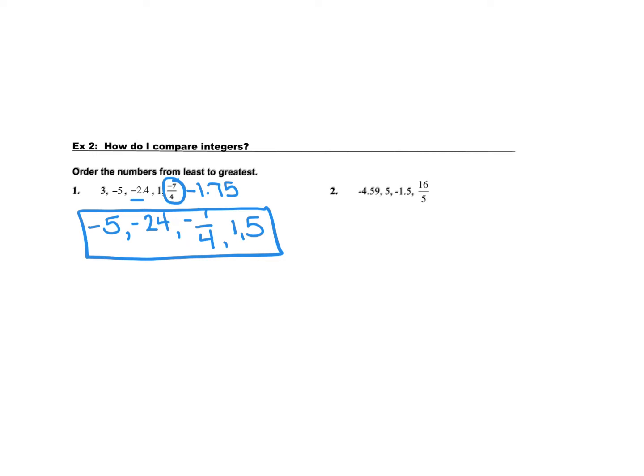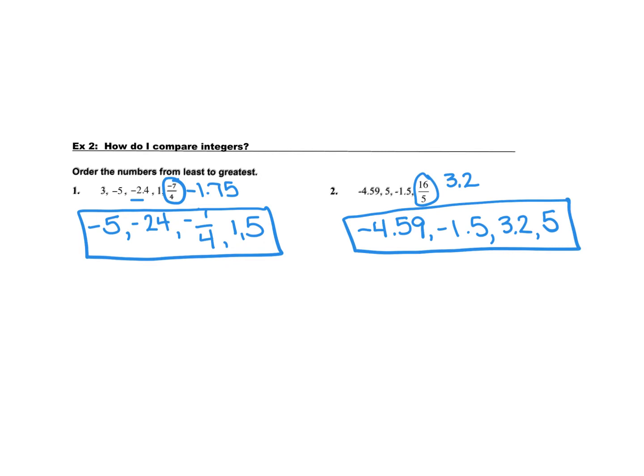For number 2, we want to do the same thing with that 16 all over 5. We want to turn that into a decimal. And when you take 16 divided by 5, you will end up with 3.2. All right, so our most negative number here is going to be the -4.59. And then our next one is going to be -1.5. Now let's go on the positive side. So our smallest positive number is going to be 3.2. And then our biggest positive number is going to be 5. So now these are all in order from least to greatest.